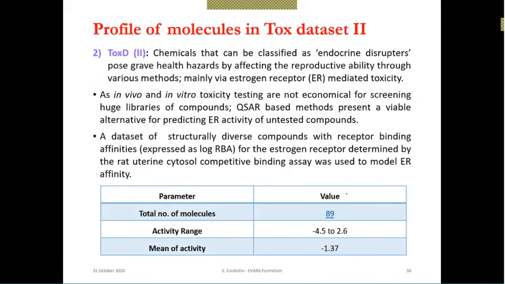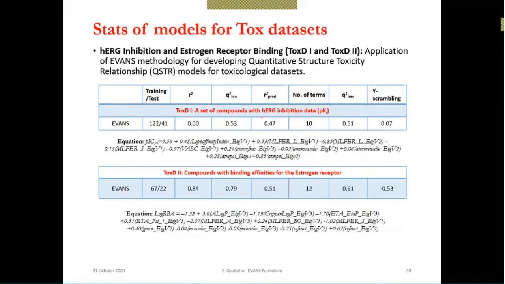The number of molecules in the TOX2 data set is 89, and this is the activity range for the TOX2 data set. As you would recall, these are molecules that have been tested on the estrogen receptor. Let's see what we have. For the TOX1 data set, molecules tested on the hERG channel, the EVANS methodology returns an R-square of 0.6 and an R-square predict of 0.45, which is below the accepted value of 0.5.